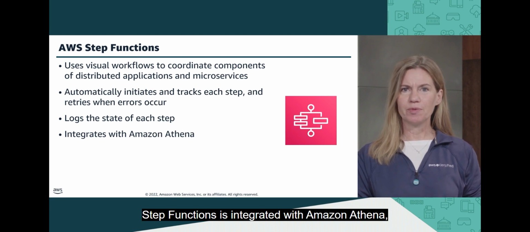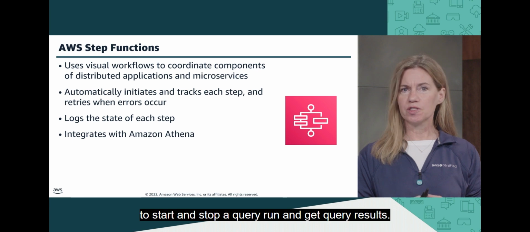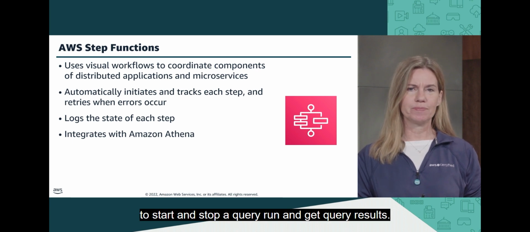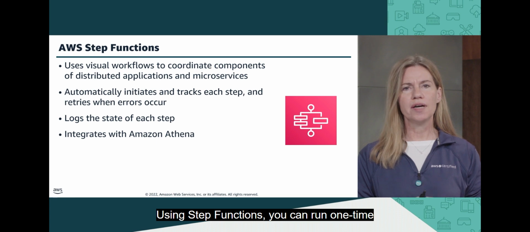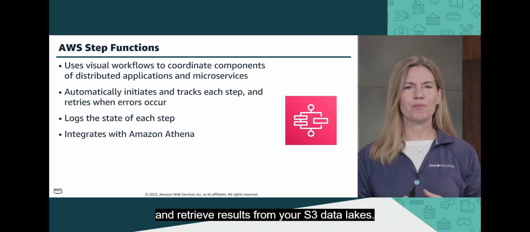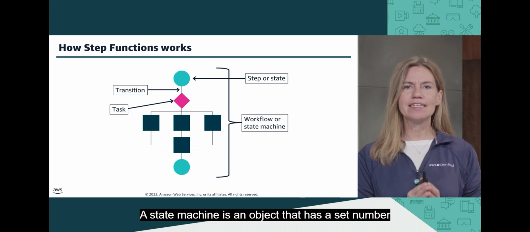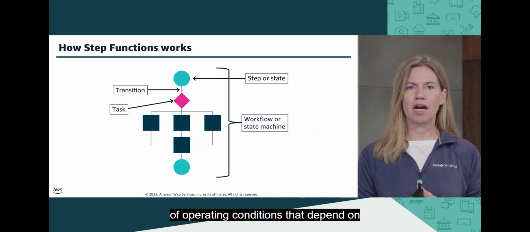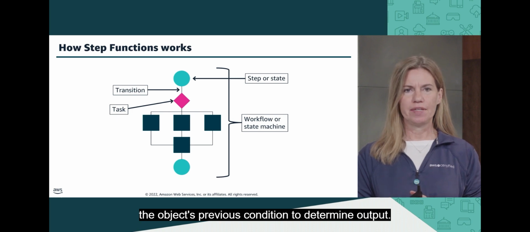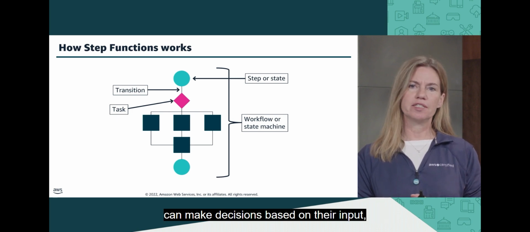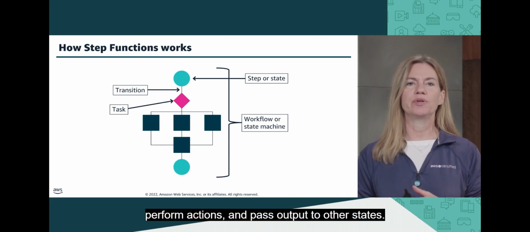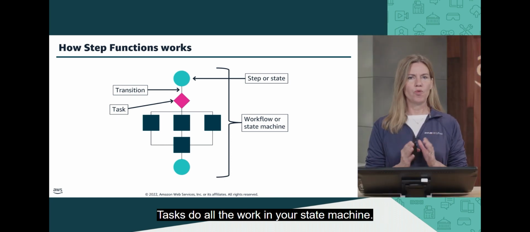Step Functions is integrated with Amazon Athena, so you can use Step Functions to start and stop a query run and get query results. Using Step Functions, you can run one-time or scheduled data queries and retrieve results from your S3 data lakes. With Step Functions, you define a workflow as a series of steps and transitions between each step. A workflow is also called a state machine, and states are elements in a state machine. A state machine is an object that has a set number of operating conditions that depend on the object's previous condition to determine output. This means that individual states can make decisions based on their input, perform actions, and pass output to other states. Tasks do all the work in your state machine.